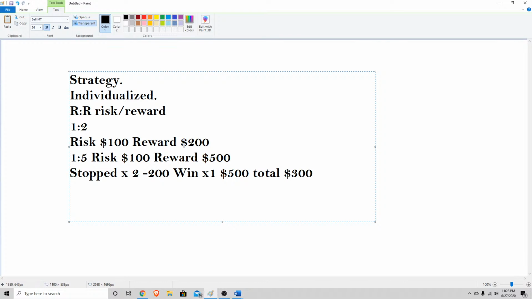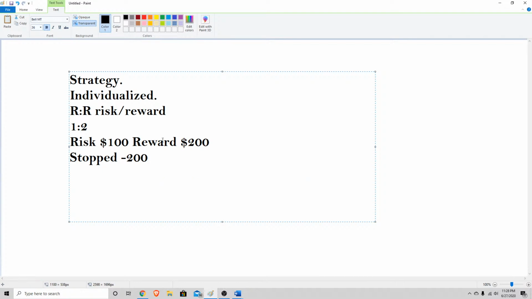If the other person risks $100 and gets stopped out twice, they lose $200. We're talking about the other person up here, so let's get rid of all this. They risk $100 with a 1 to 2, they get stopped out twice, they're down $200. They win once, up $200. They break even. Nothing wrong with either strategy.